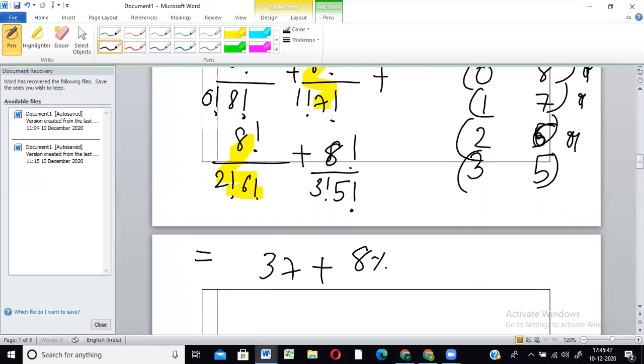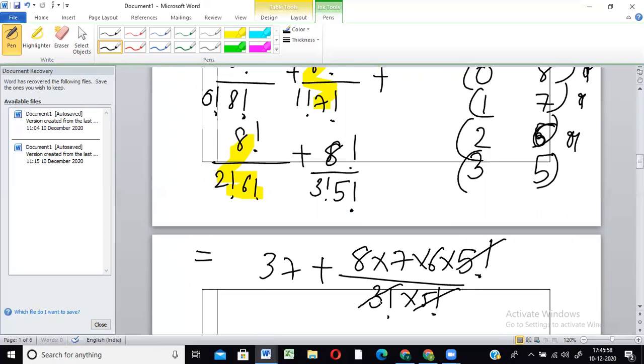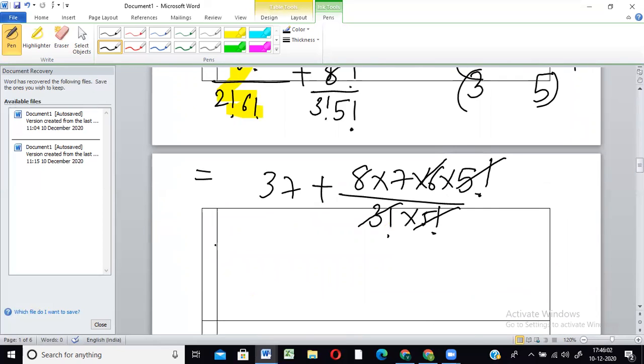This will be nothing but 8 into 7 into 6 into 5 factorial, because I know that 5 factorial is there in the denominator. It will get cancelled. So I'll cancel these two. 3 factorial is nothing but 3 into 2 into 1. That is same as 6. So I'm cancelling this as well. So 37 plus 8 sevens are 56. So the answer is 93. Okay, that was one example.